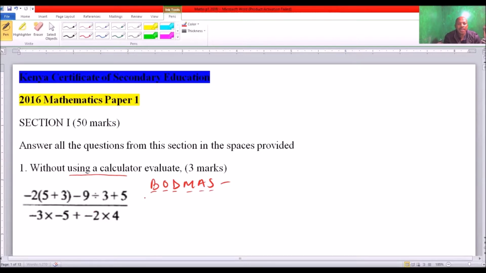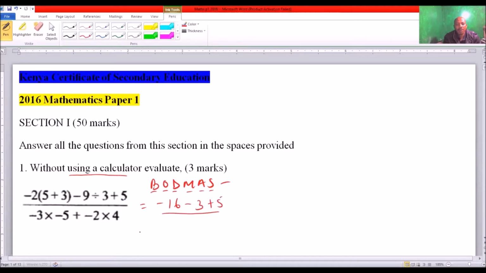So we start with the numerator. We have the bracket, so we are going to add 5 and 3. That is going to give us 8. So 8 we multiply by minus 2. That means we get minus 16. Then we don't have of. We have division. So minus 9 divided by 3, you get minus 3 plus 5.